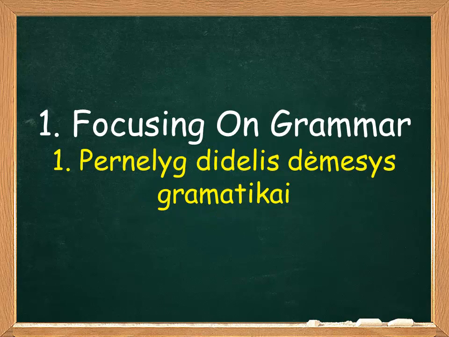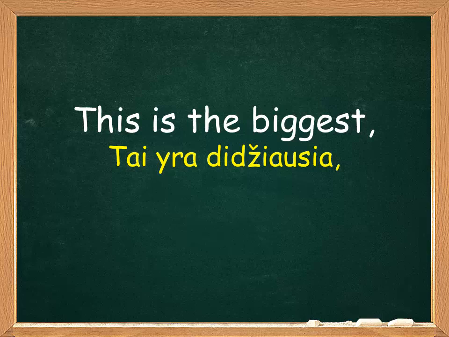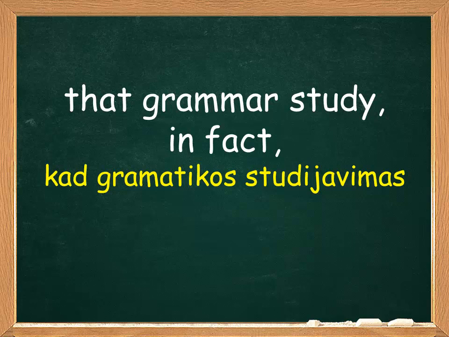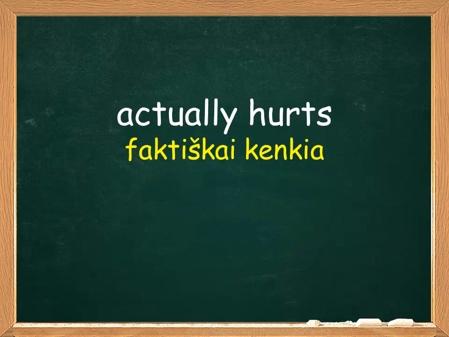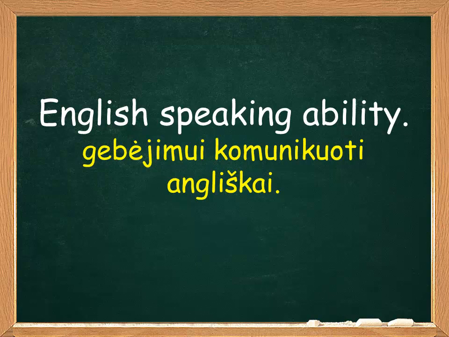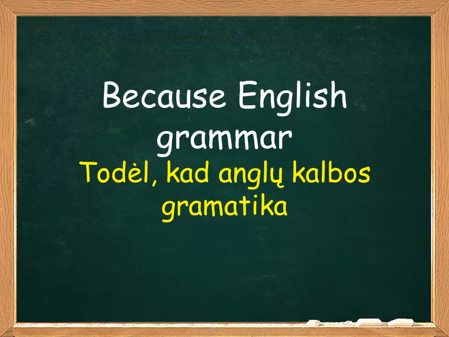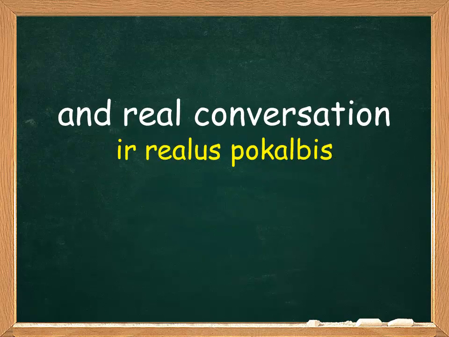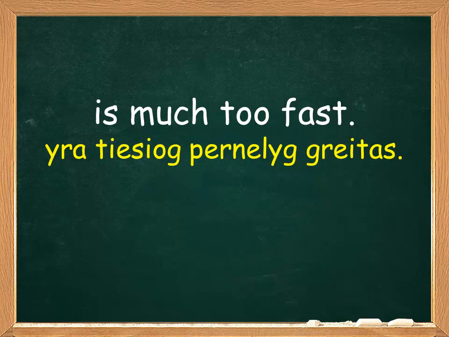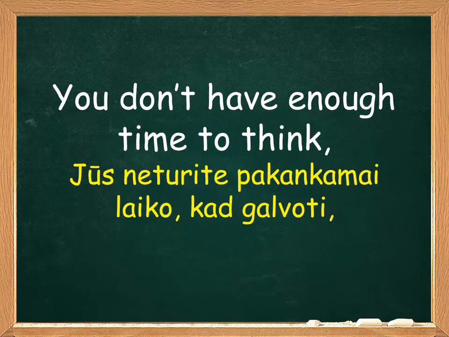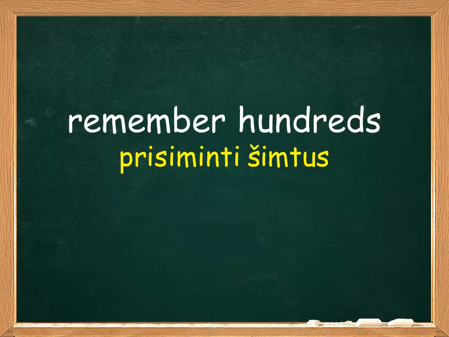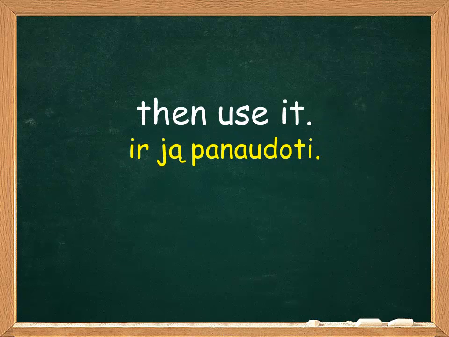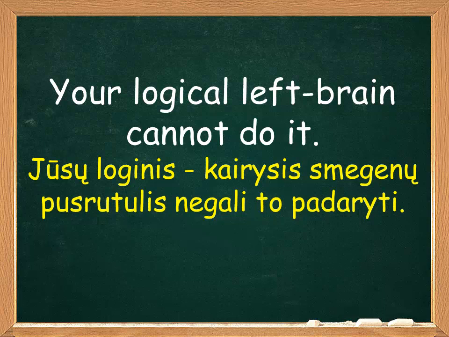1. Focusing on grammar. This is the biggest, most common, and worst mistake. Research shows that grammar study, in fact, actually hurts English speaking ability. Why? Because English grammar is simply too complex to memorize and use logically. And real conversation is much too fast. You don't have enough time to think, remember hundreds or thousands of grammar rules, choose the correct one, then use it. Your logical left brain cannot do it.